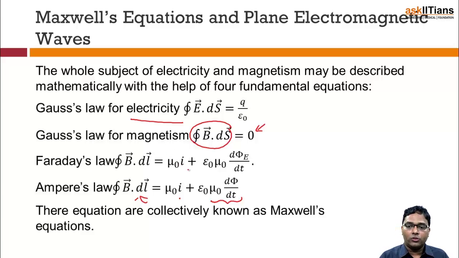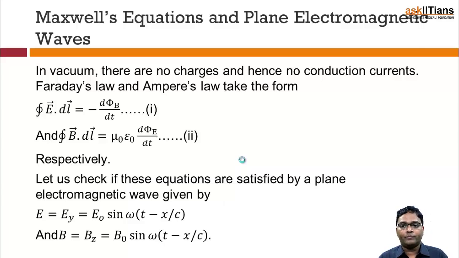In an analogous way, for E dot dl, this is going to be equal to mu naught I plus the variation of the electric flux. So one is in terms of the magnetic flux, and the other is in terms of the electric flux. Combining all of this together gives rise to what are known as Maxwell's equations. Let's go further from here. What exactly are Maxwell's equations? We have already written them down.